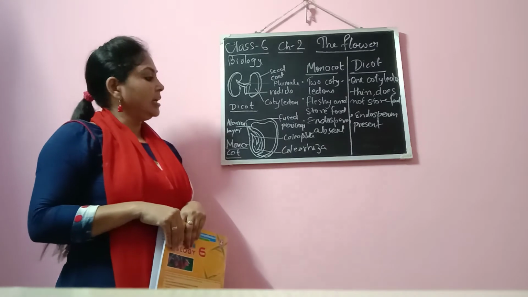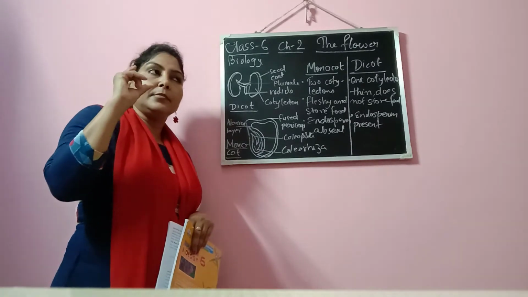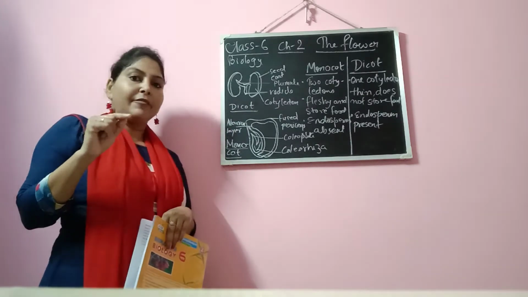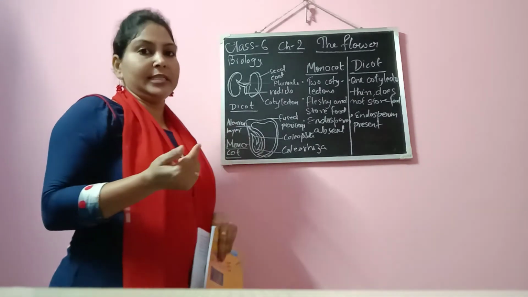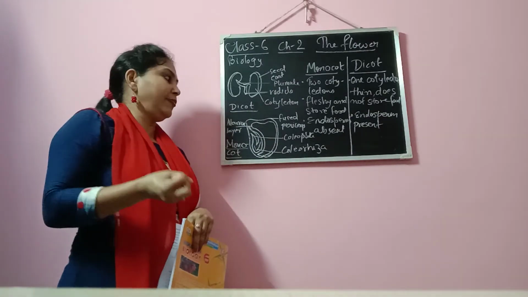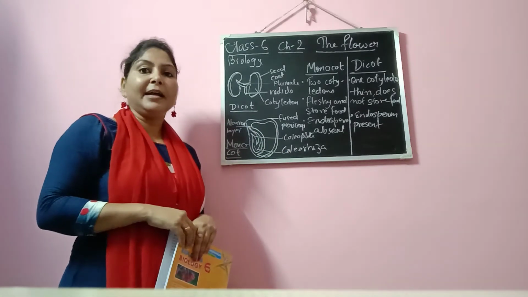Now we come to the monocot seed. Mono means one. A seed which has only one cotyledon. Just now we have discussed what is cotyledon. Cotyledon is the fleshy part which stores the food. So you can see here I have drawn the diagram of a maize.